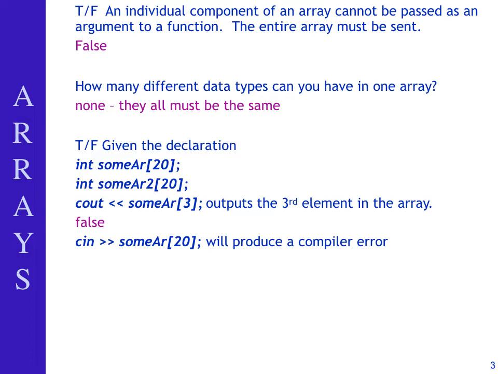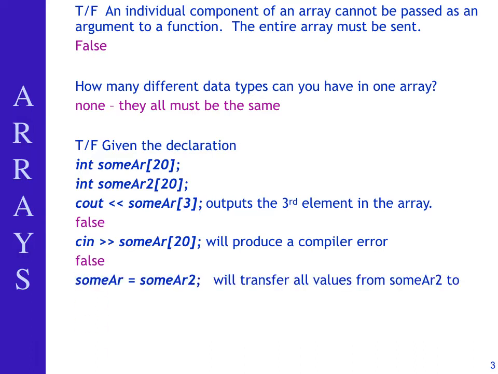We're going to read it from the console and put it in the 20th element. Index 20 goes beyond the size of the array. That's going to produce a compile error. No, it's not, right? That's false. We wish it would do that, but it doesn't.